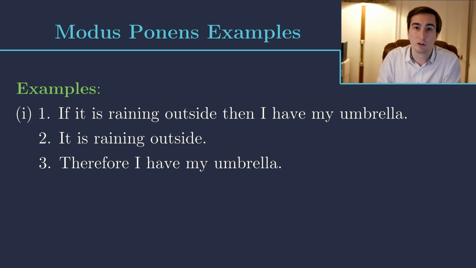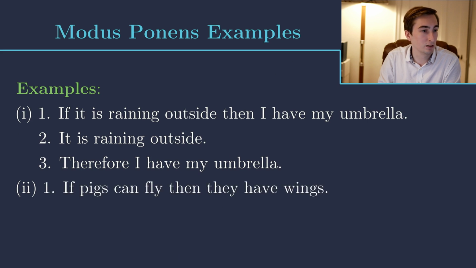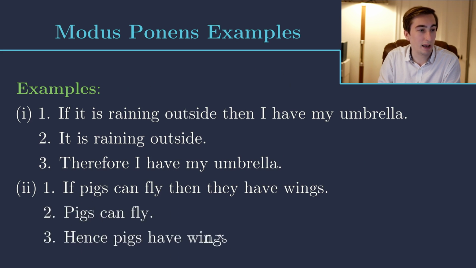And whenever we construct an argument using Modus Ponens, we say that this argument is deductive. So let's look at another example. In this case, I'm going to take some false things. I've got, if pigs can fly, then they have wings. The next statement is, pigs can fly, and then I deduce, hence pigs have wings. So this is another example of using Modus Ponens.